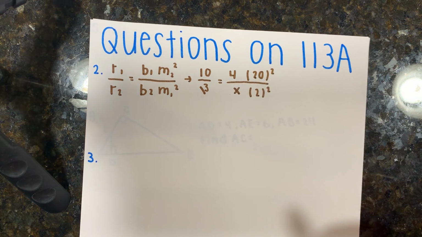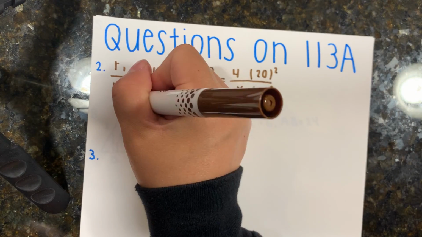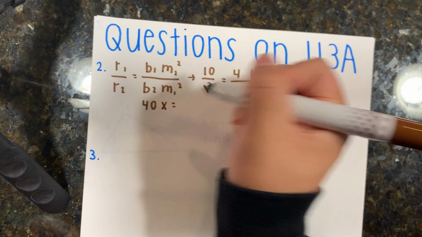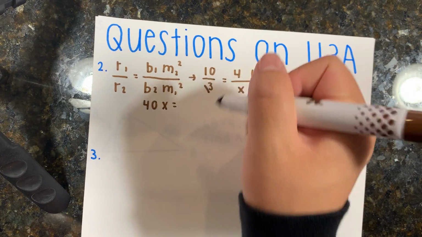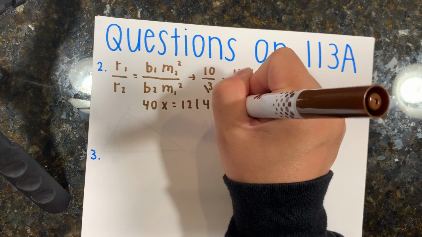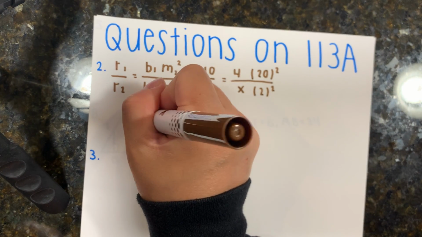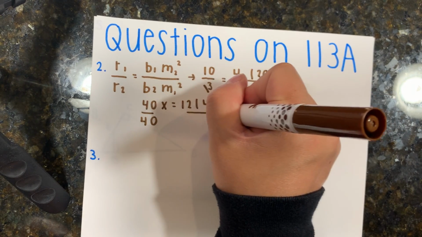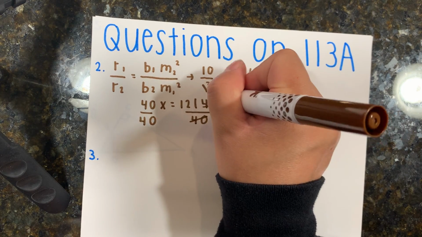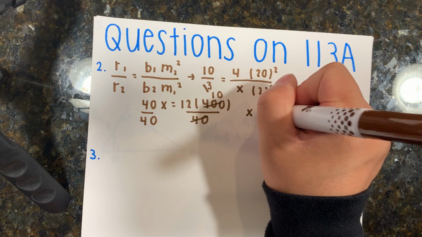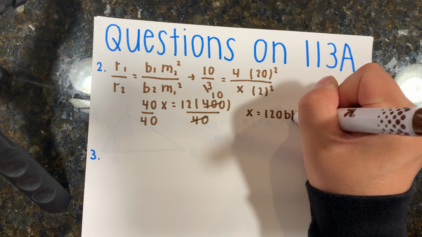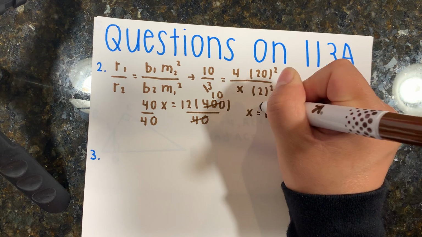So now when I cross multiply this, I have 4 times 10, which is 40. X is equal to 3 times 4, which is 12, times 20 squared, which is 400. And I'm going to divide both sides by 40. So that leaves me with 10. So therefore, X is going to be equal to 120, and that's the number of blues.